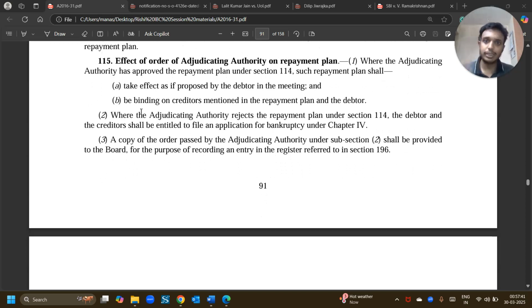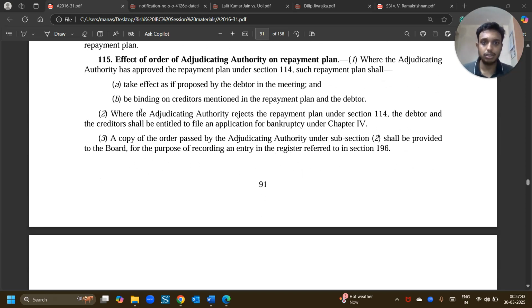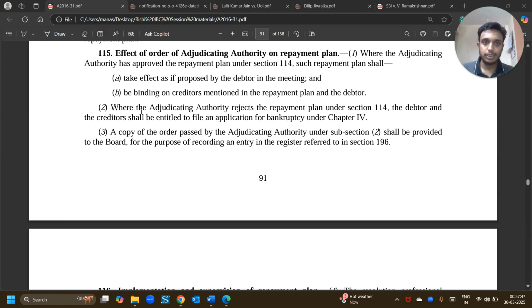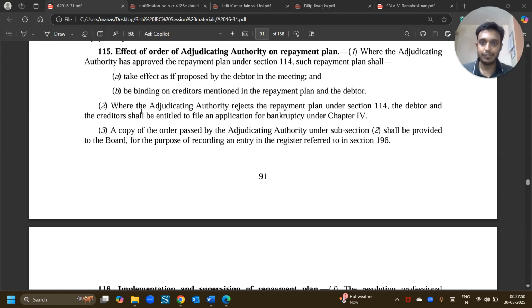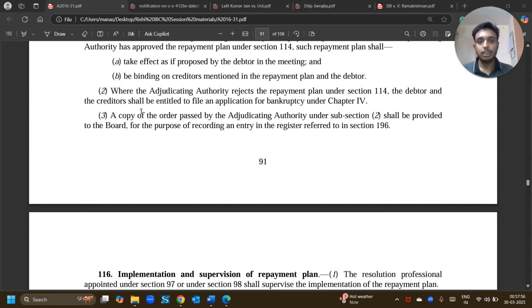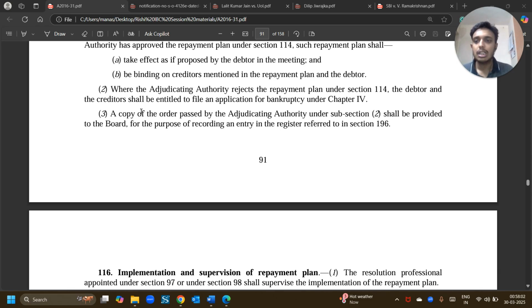Now, what happens when the adjudicating authority passes an order? When the AA has approved the plan under 114, such repayment plan shall A. take effect as if proposed by the debtor in the meeting, and B. be binding on the creditors mentioned in the repayment plan and the debtor. So it's applied on these stakeholders, because these are our only stakeholders in this chapter. As you might have noticed, it's only the creditors and the debtors.